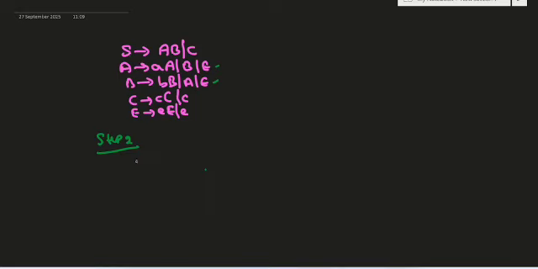So now we will substitute in S. S tends to AB, and when you have C here, C, don't touch it. Now when I substitute epsilon for A, B will be remaining. When I substitute epsilon for B, A will be remaining. I don't substitute epsilon for both A and B because once again it will generate epsilon. So the production is like this.